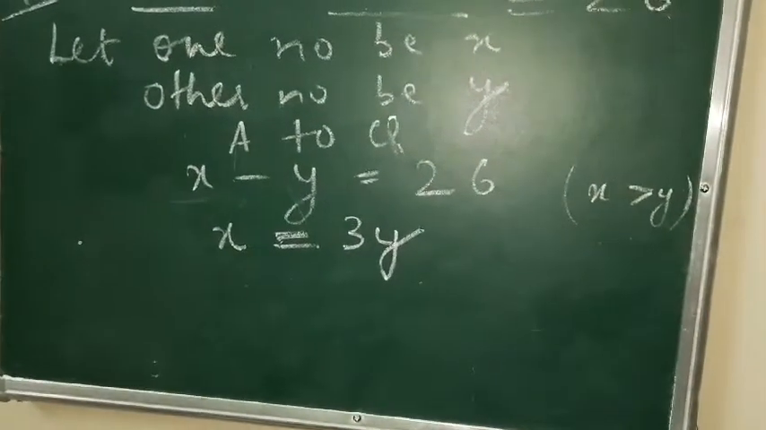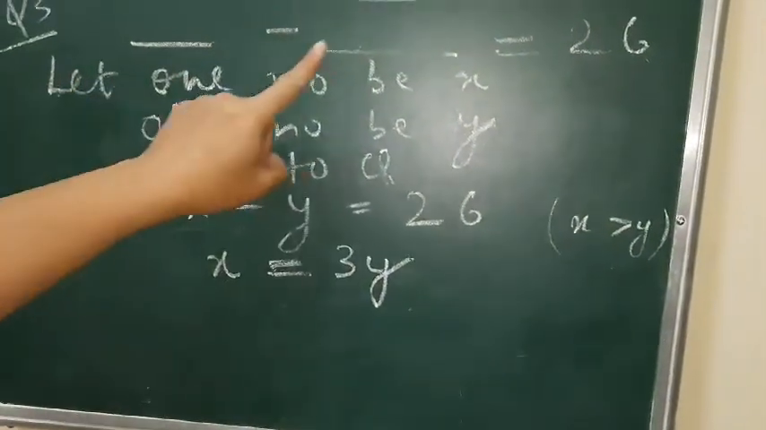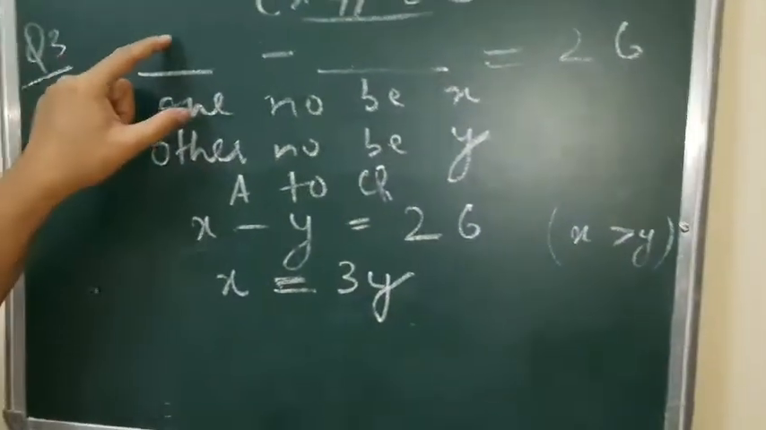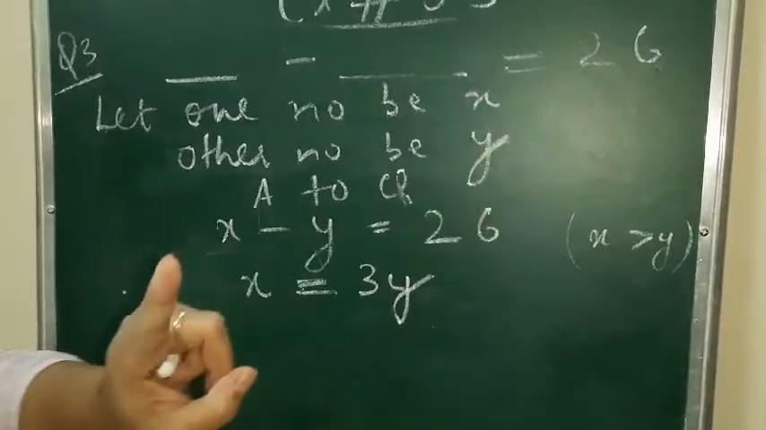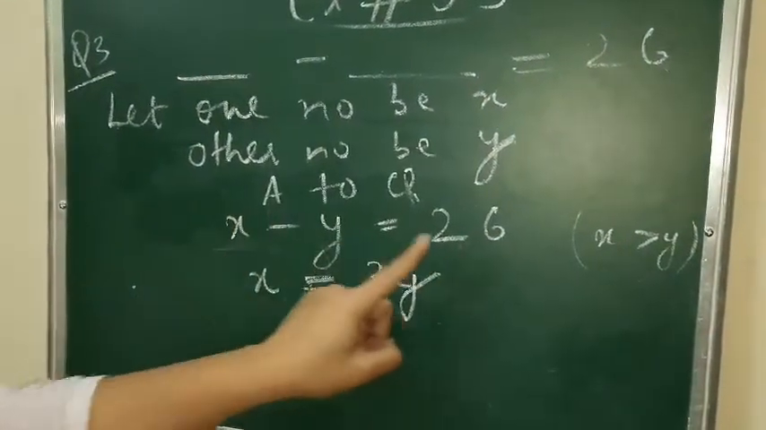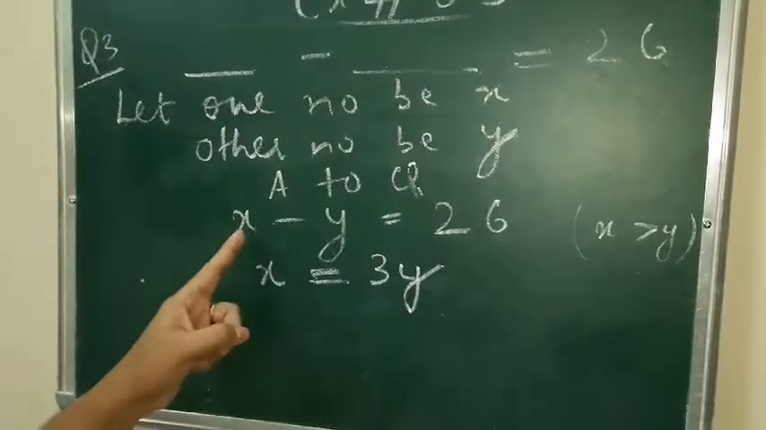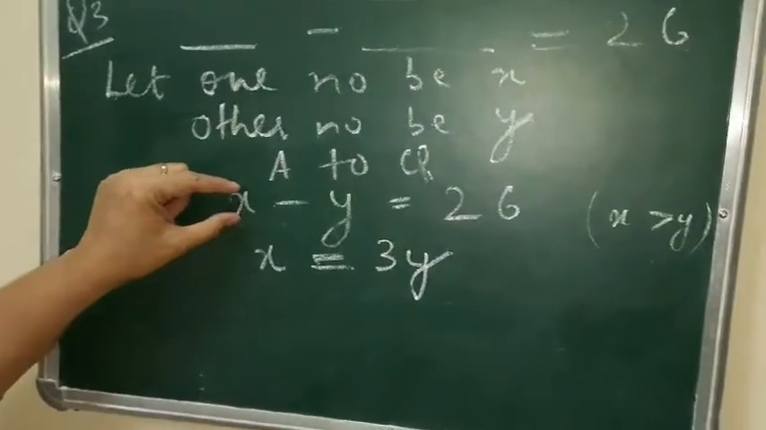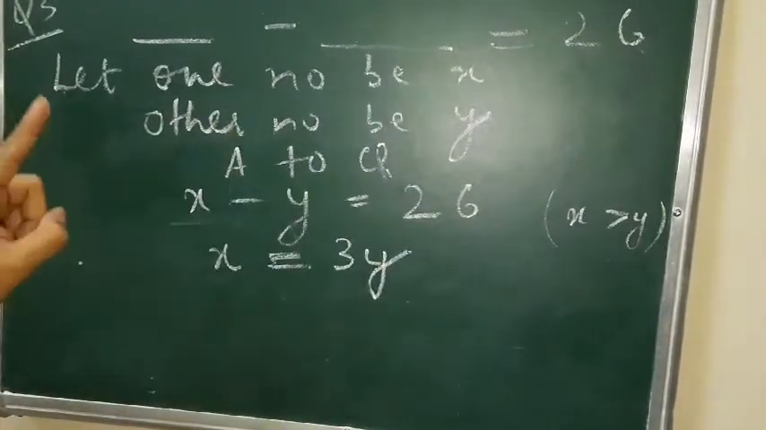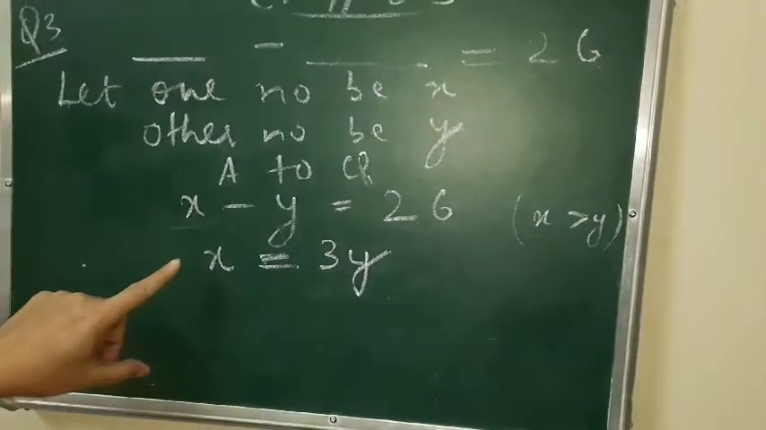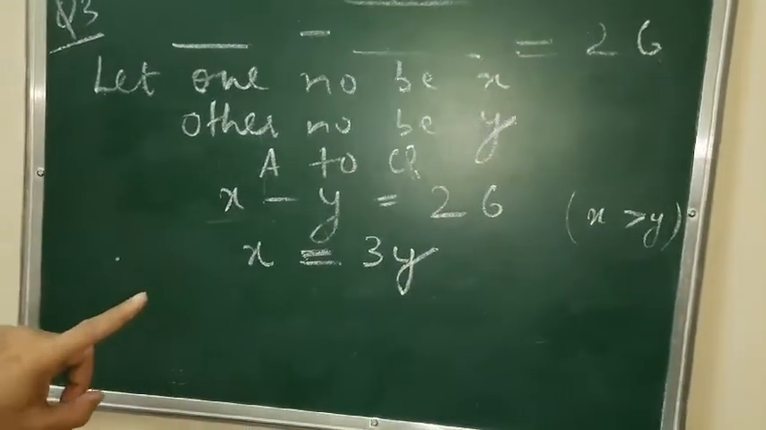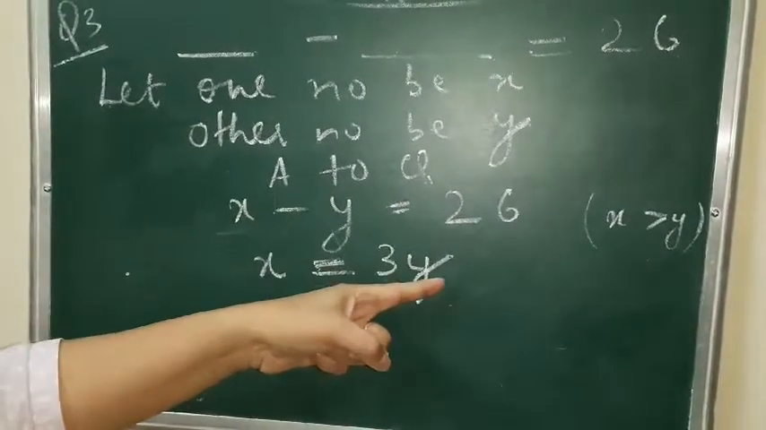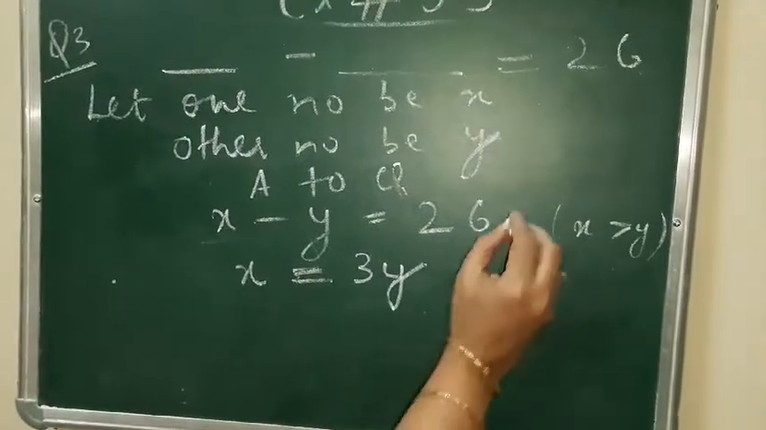Is it clear? Again I am repeating. Difference between two numbers is 26. When you subtract two numbers, you get the answer 26. So I have taken one number as x, another as y. Now when I am taking x minus y equal to 26, it is very clear that my x is greater than y. Only then I have got the positive answer. Next thing is given that one number is 3 times the other. The one number which is greater, that is x, is equal to 3 times the other number y. So these are my two equations.